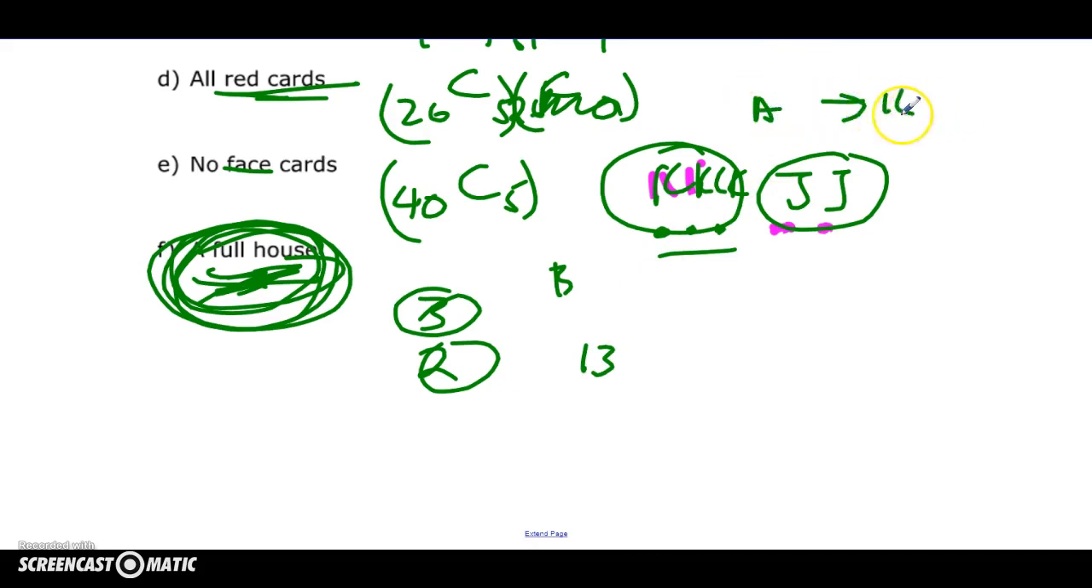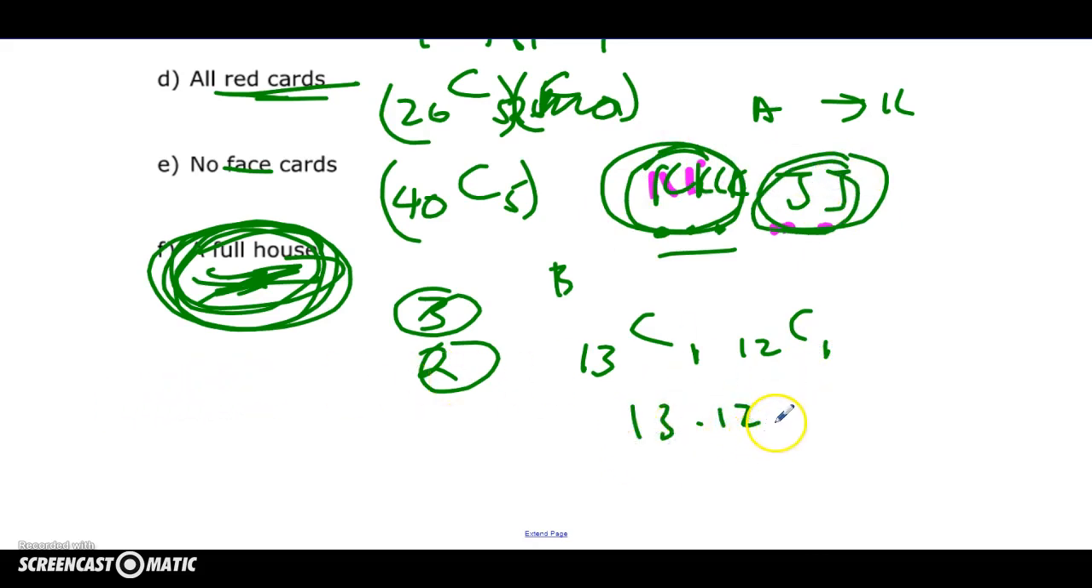There are 13 different cards, right? Ace, 2, 3, 4, all the way to king. You're going to choose from them. First, you're going to choose your 3 of a kind, and then from the 12 remaining, you're going to choose your pair. So you have to say, who's my 3 of a kind, who's my pair, and this is 13 times 12.